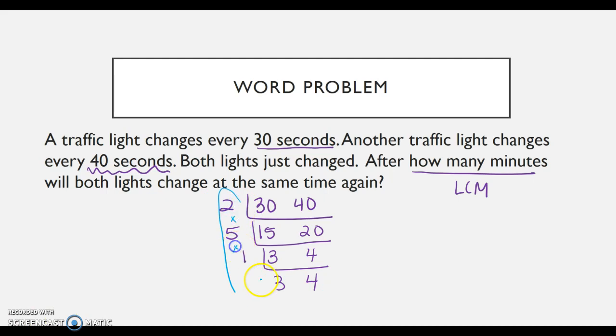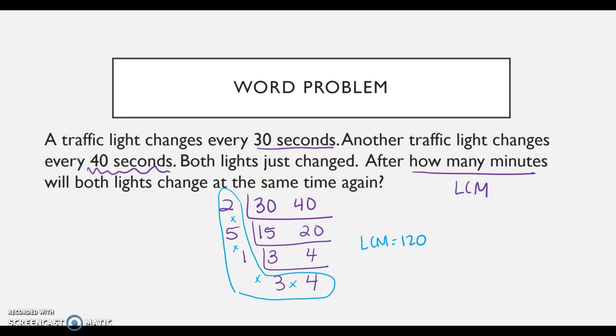And I'm going to multiply all of these out. So I've got 2 times 5 is 10. 10 times 3 is 30. 30 times 4 gives us 120. So here the least common multiple is 120, but we need to make sure, since it's a word problem, we label our answer. 120 what?